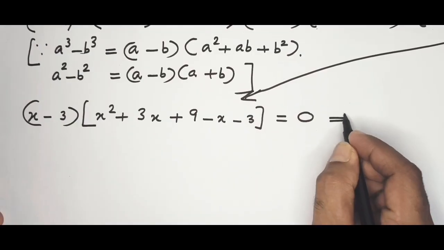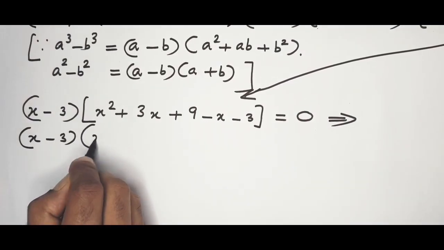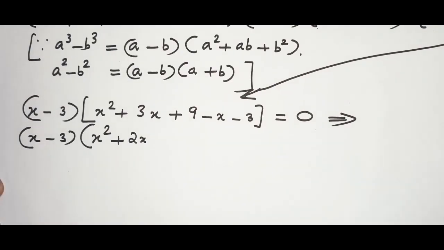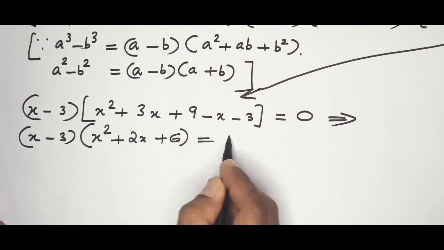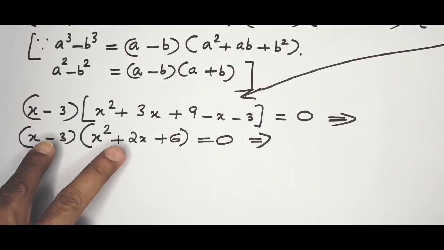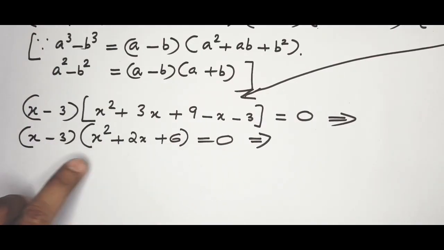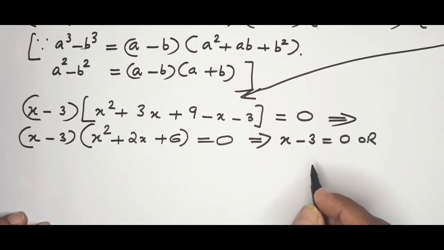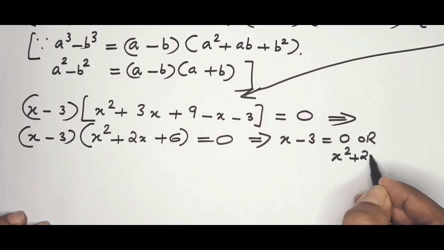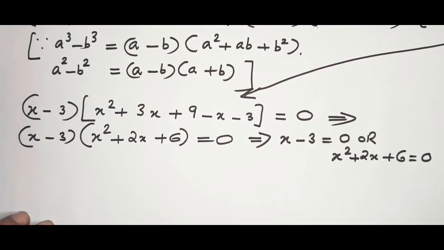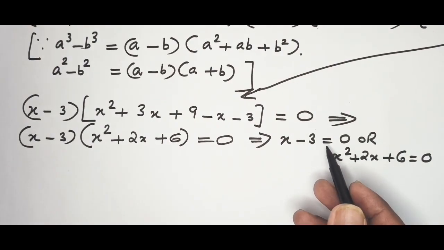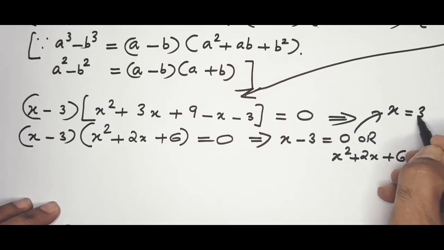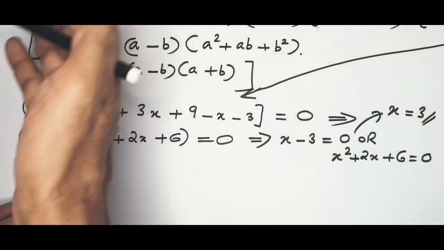We will simplify this again. x minus 3, x squared, 3x minus x, that is plus 2x, 9 minus 3, that's plus 6, equals 0. Now you can see 2 terms with their product being 0. This implies either the first one equal to 0 or the second one, which is x squared plus 2x plus 6 equals 0. See, x minus 3 equal to 0, this implies what? That means x equals 3. And this is the first solution we had got by guessing.